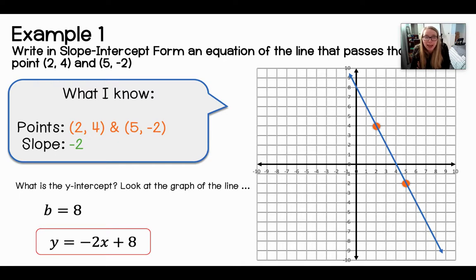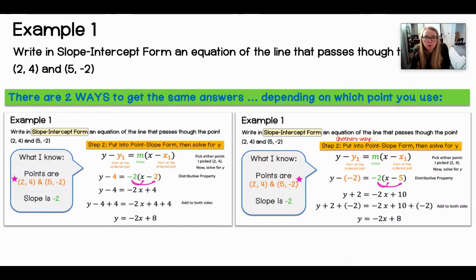So that is the end of our video. We are writing equations in slope-intercept form given any 2 points, and we will be using that point slope formula. So here's kind of an overview of what we just did. It doesn't matter which point you use. So pick the point that is the easiest for you to work with.